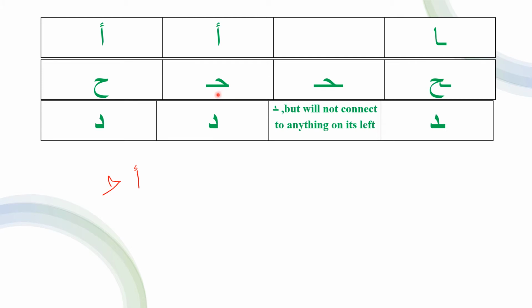So we will be using it here. It's initial, or at the beginning of a word. So that's what it looks like. And then dal will not connect to anything on its left, but it could be connected to things at the end, which is a great example of this word right here. So we have a, ha, da. So what I just did is connect these letters, the alif, ha, dal.